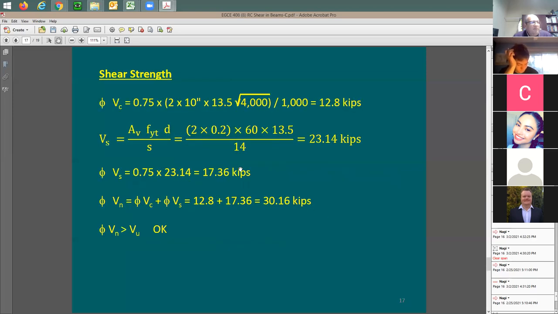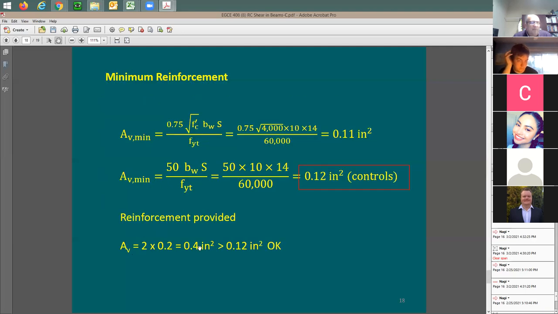Okay, go back here. I provided two legs, number four, the 0.4 square inch. So we provide 0.4 square inch, more than the minimum. Good. So we're done. We check the minimum reinforcement needed for shear.